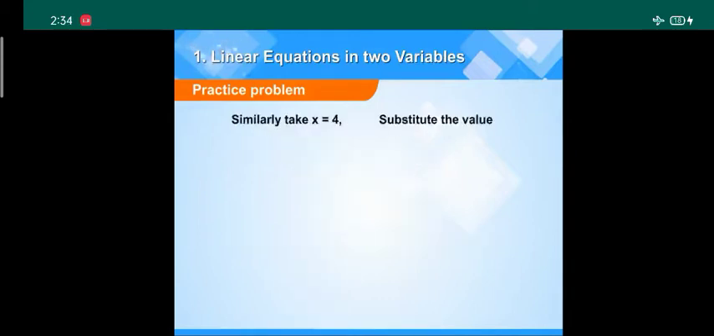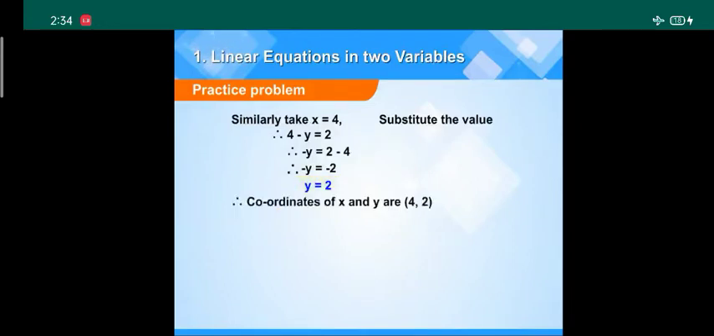Similarly, take x is equal to 4. Substituting the value, we get 4 minus y is equal to 2. Therefore, minus y is equal to 2 minus 4, which gives minus y is equal to minus 2, that is, y is equal to 2. Therefore, coordinates of x and y are 4 and 2.